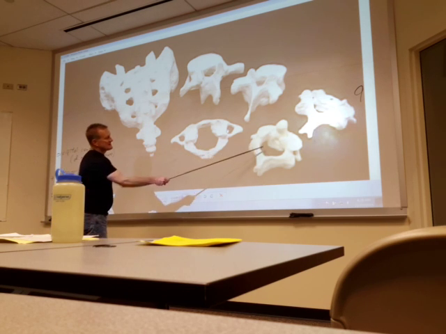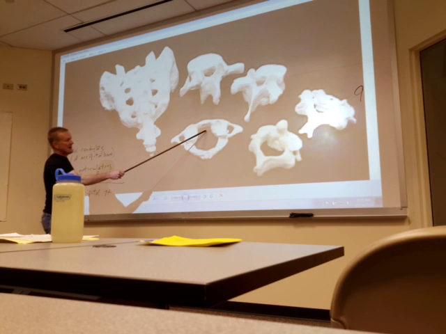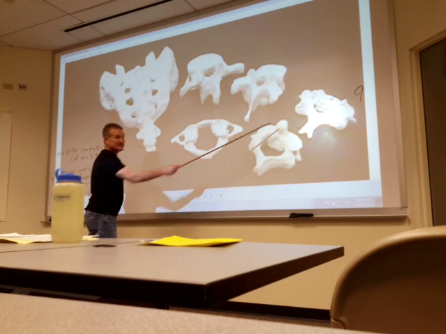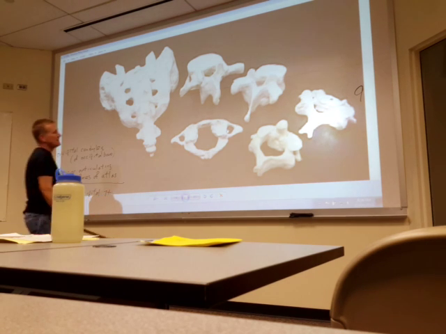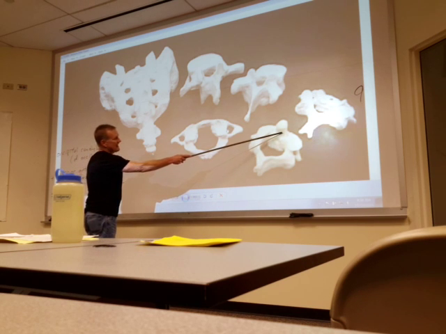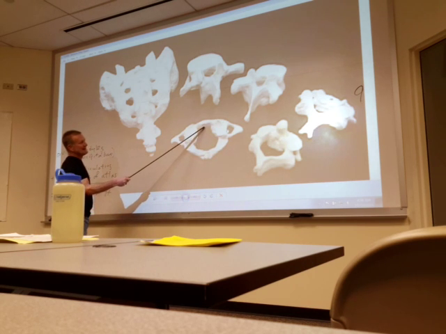Anyway, this is C1, this is C2. C1 doesn't have a body. C2 has the dens, which goes into the joint we're talking about. The other name for the dens is the, anybody? Odontoid process. The dens or the odontoid process. So that first joint, the dens of the axis articulating with the fovea dentis of the atlas forming the atlantoaxial joint. Well, that's a facet right there. That's what the fovea dentis is.